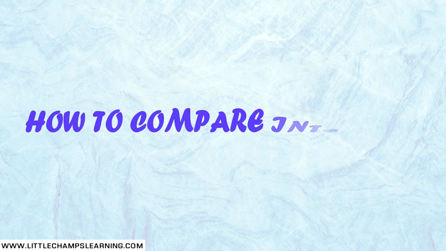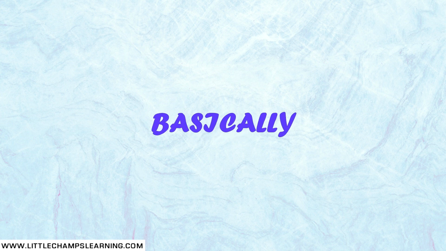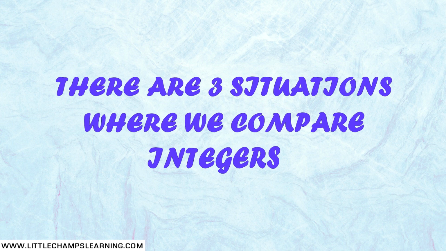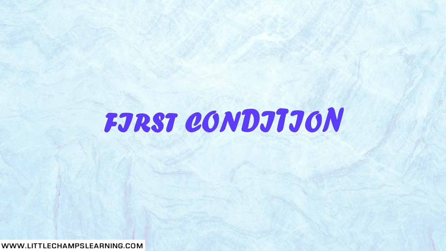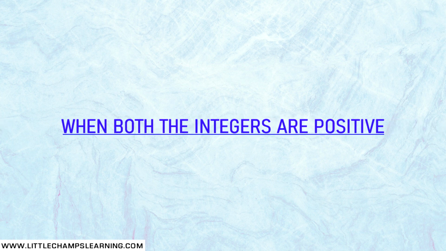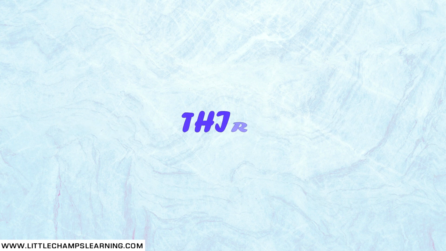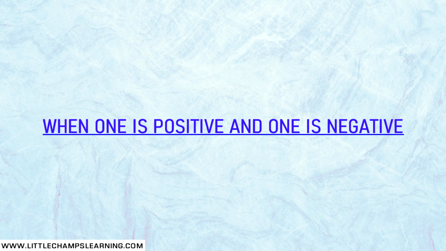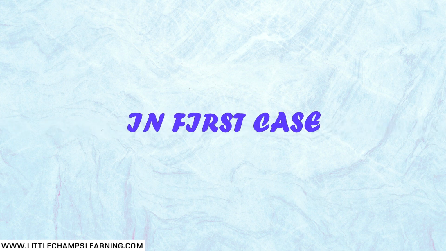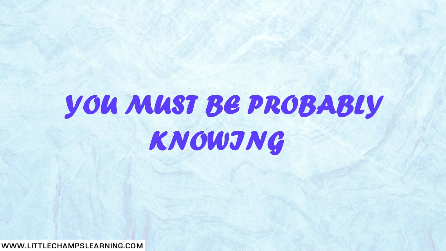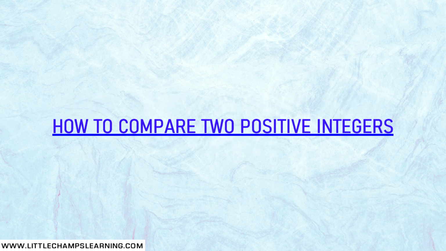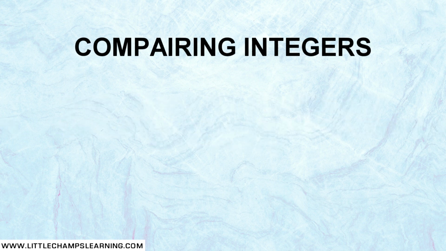Let's see how to compare integers now. Basically, there are 3 situations where we compare integers. The first, when both the integers are positive. The second, when both the integers are negative. And the third, when one is positive and one is negative. In the first case, you probably already know how to compare two positive integers. Like if you have the numbers 7 and 5, then 7 is greater than 5.